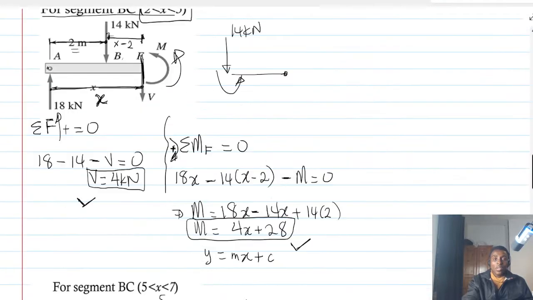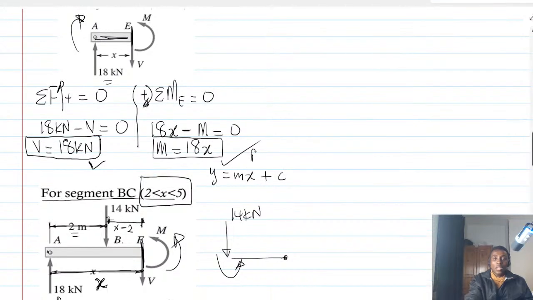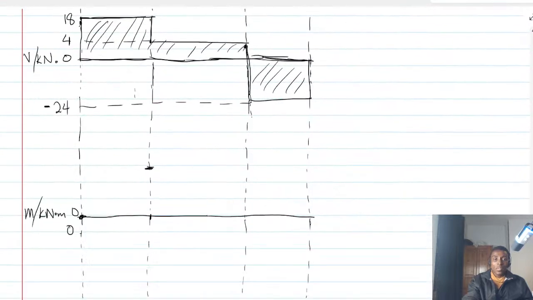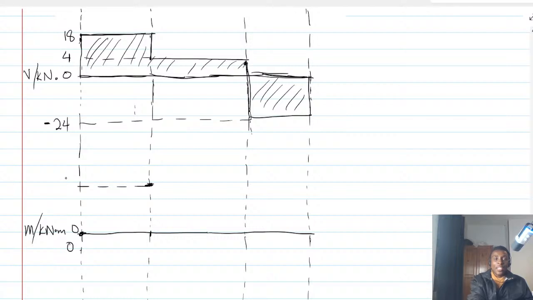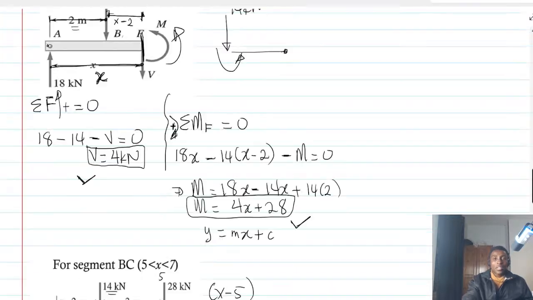So this is what I'm trying to say. If you put x equals 2, you are going to get 36. So simply put, this is 36, but then it is actually a straight line. All right, and the equation of this straight line is 18x. I hope it's clear. All right, so then we are done with the first portion.